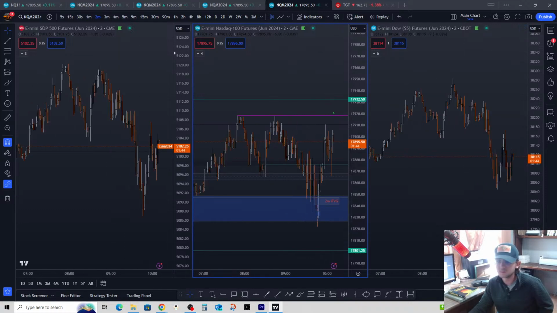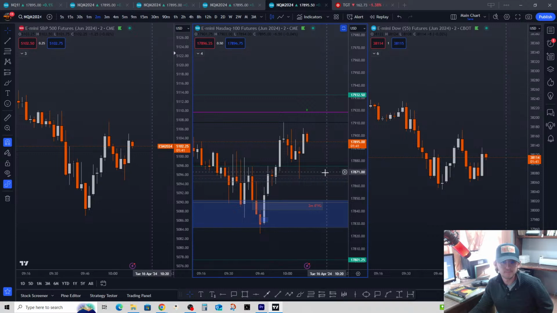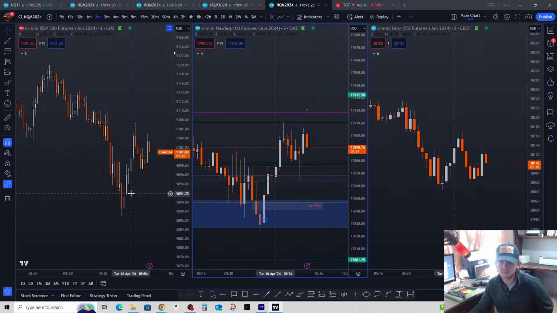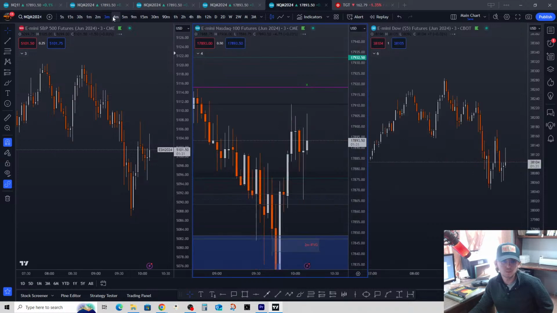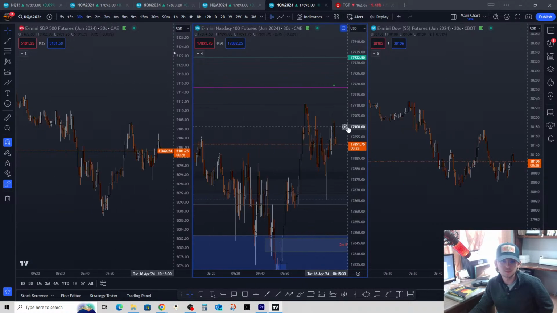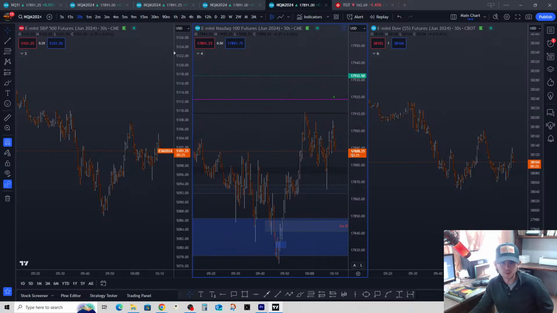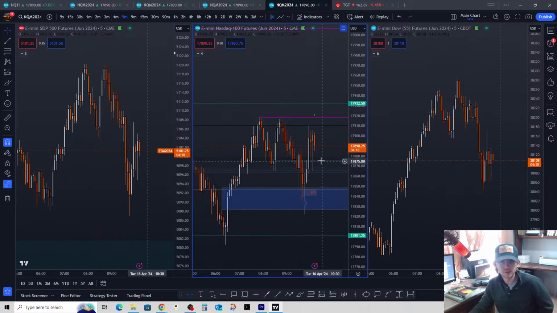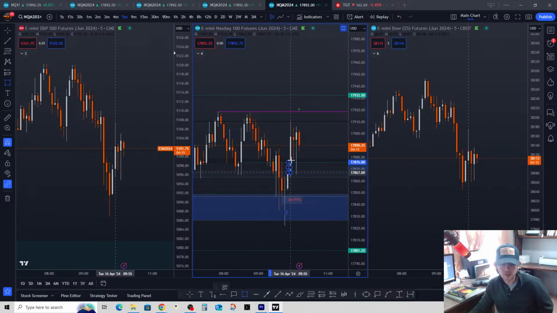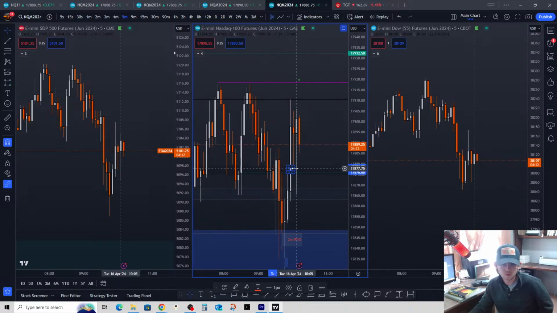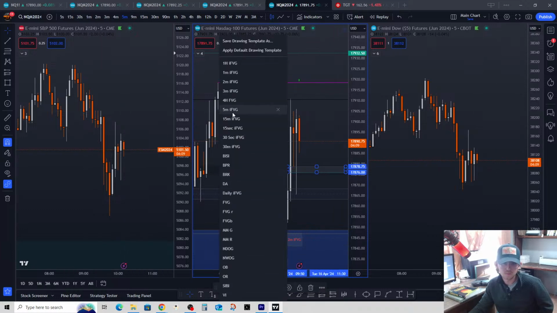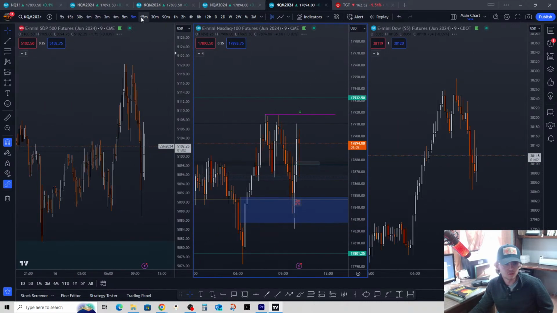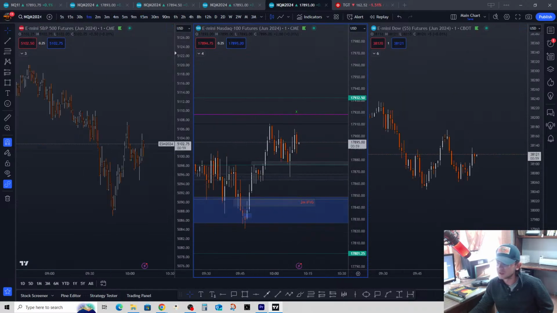Above the end dog there. Took out this internal high, now we're pulling back though. 5-minute, obviously rejected this for a value gap. It's done it multiple times now. Five-minute for value gap, bouncing out this end dog. I like that. I like how it's looking, honestly.